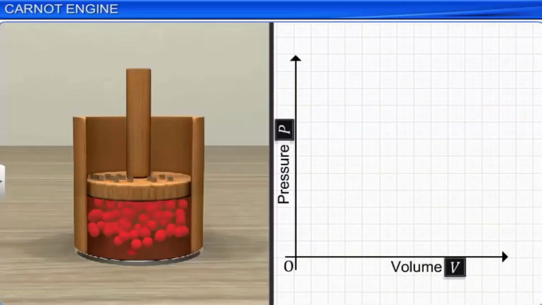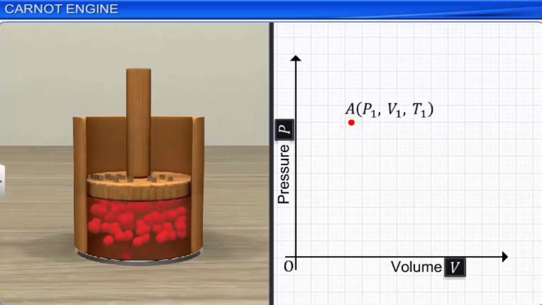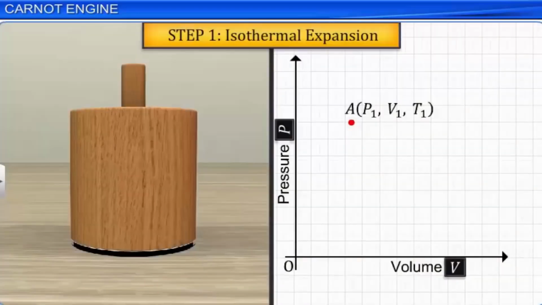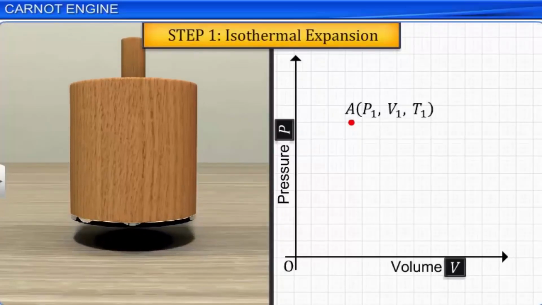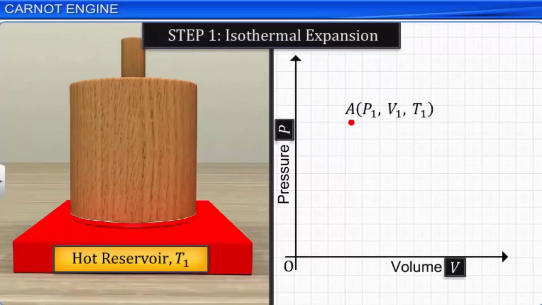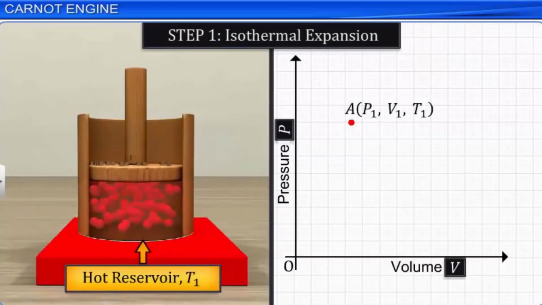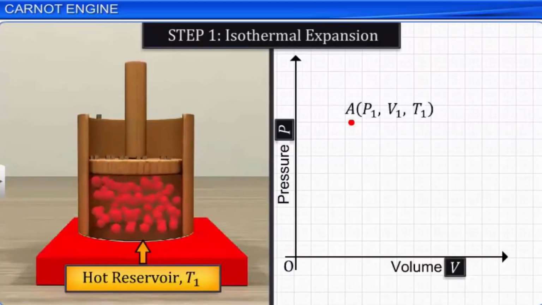Note that the gas is in a compressed state because of some tiny weights on the piston. In the first step, place the container on a hot reservoir which is at a constant temperature T1, and slowly remove some of the tiny weights one after the other, and allow the gas to expand isothermally. During this expansion, let the state of the gas change to P2, V2, T1, which is identified by point B in the PV diagram.